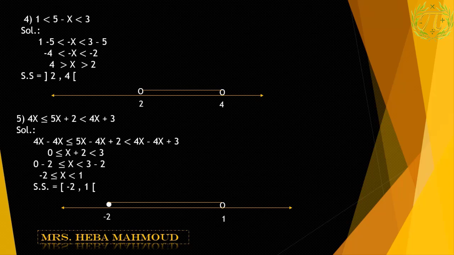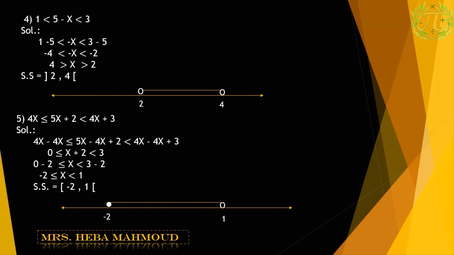So we move -1 to the other two sides of the inequality by dividing. But when we divide by a negative number on the inequality, we have to change the sign of the inequality. So it will be -4 divided by -1, which is 4. We replace the sign of the inequality: smaller than will be greater than. x is greater than -2 divided by -1, which is 2. So the solution set will be 2 open and 4 open, and we represent it on the number line.